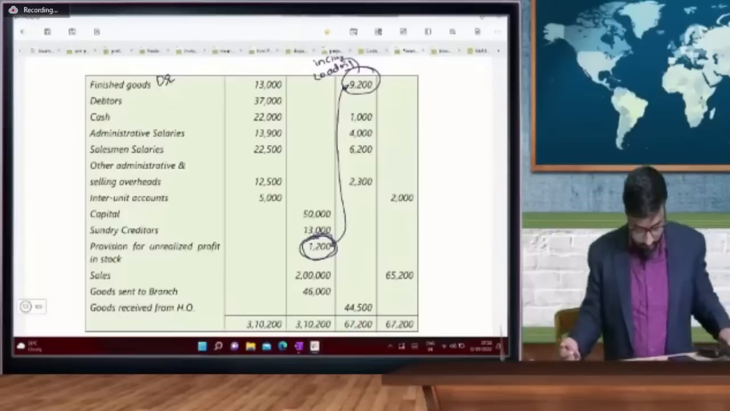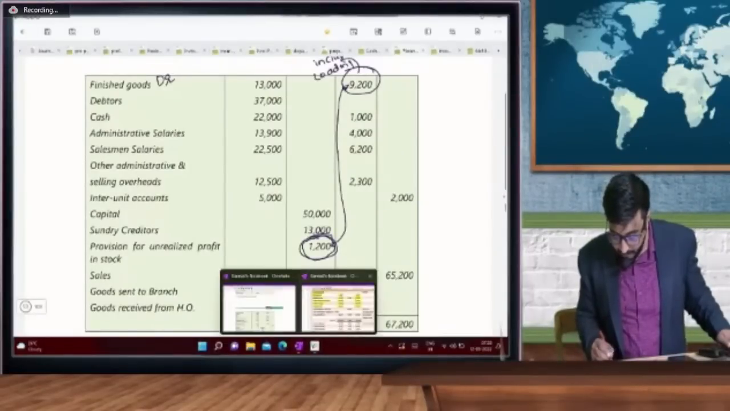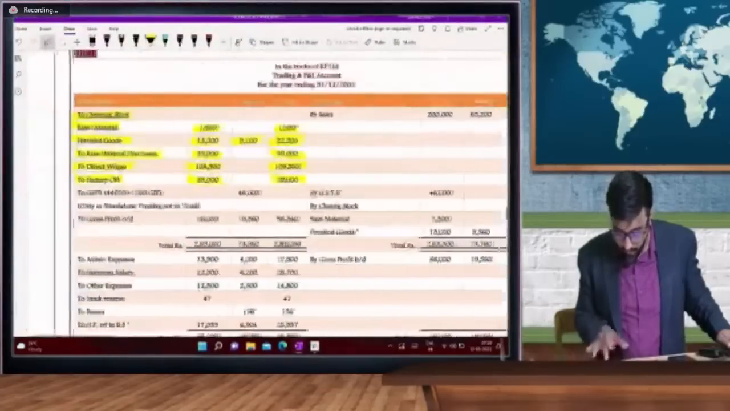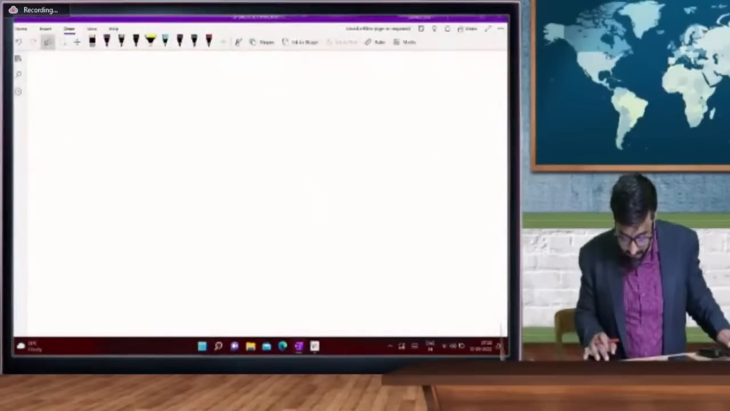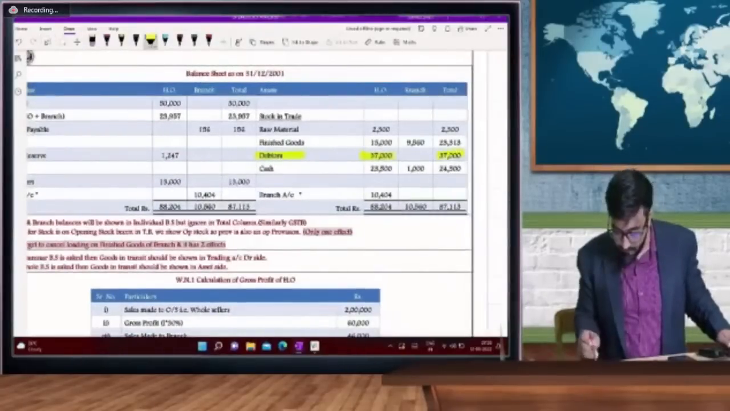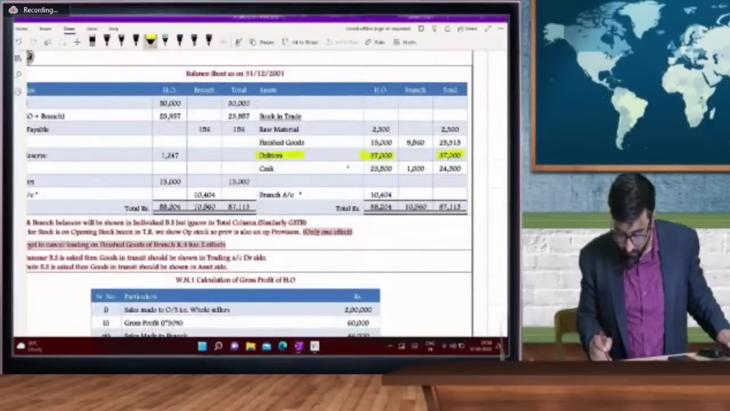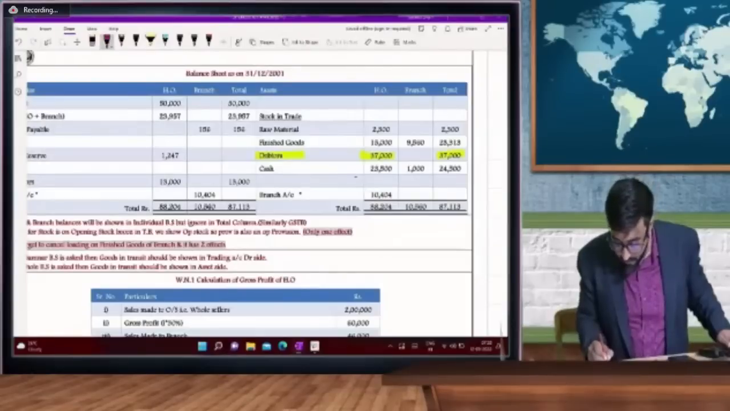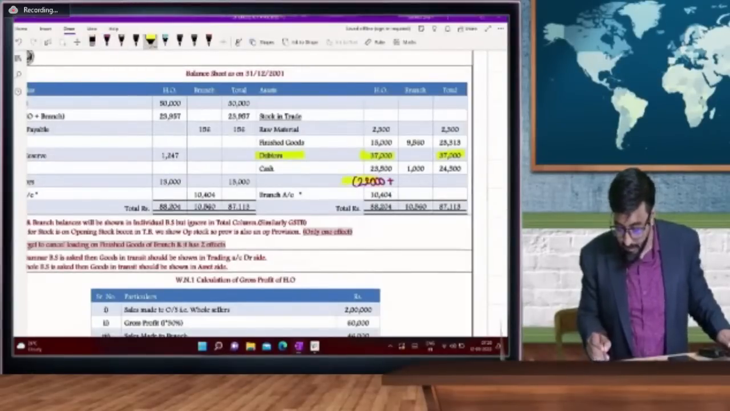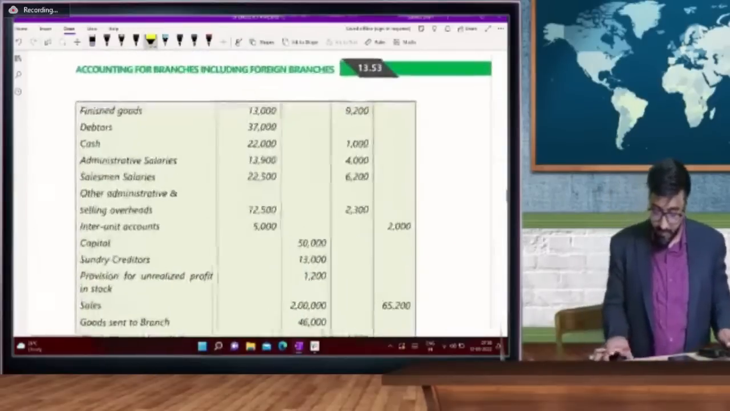Next one. Debtors we are going to record. Where we are going to record debtors? On the asset side. So now we will prepare balance sheet separately. Debtors 37,000. Then you have cash. Wait, but cash there is some in transit also. So here it is 22,000 and might be in transit 1,500. So cash we will do afterwards.